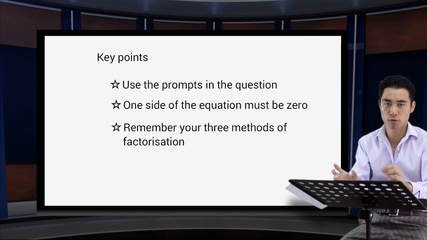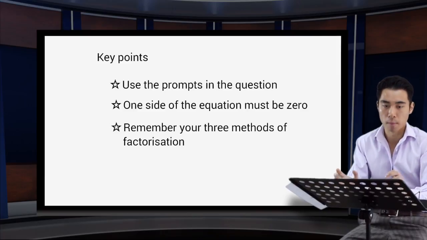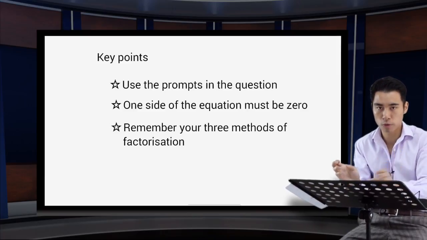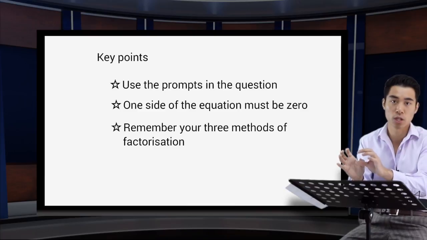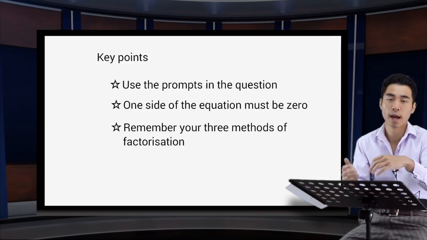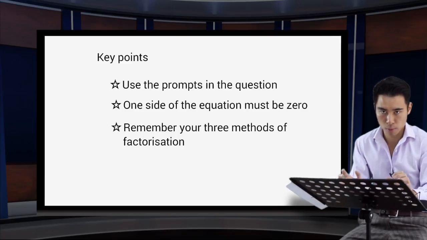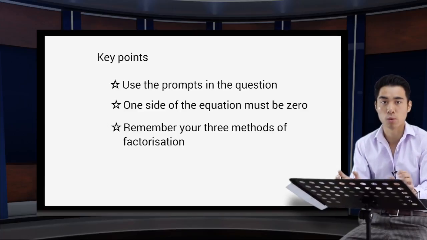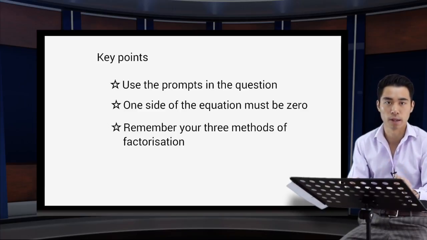Okay, so important thing to remember there is that when you've moved all of your terms over to one side of the equation, i.e. you have one side of the equation equal to 0, then you look at which types of terms you're left with, and that enables you to determine which method of factorisation you're going to use. So that was in the second part of the video.